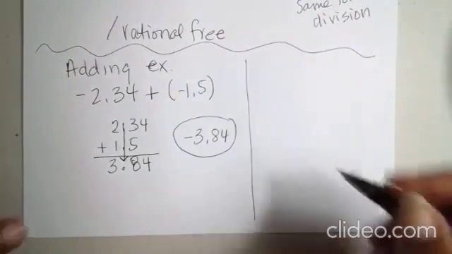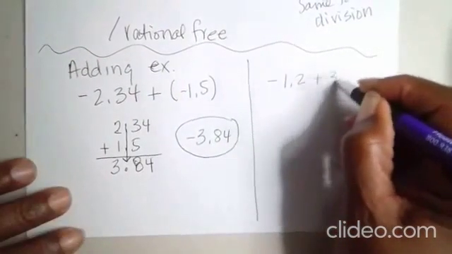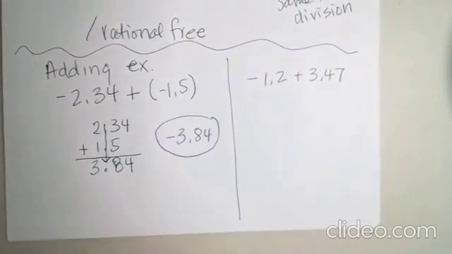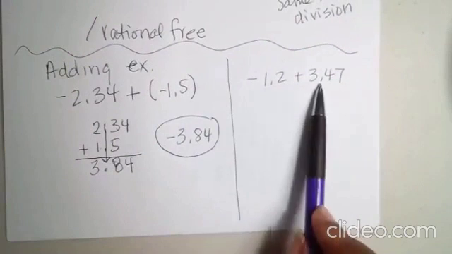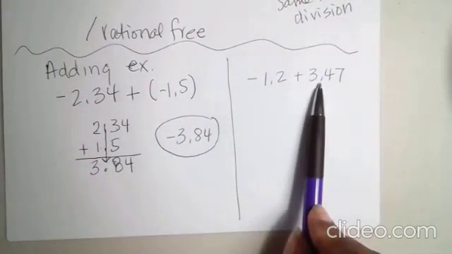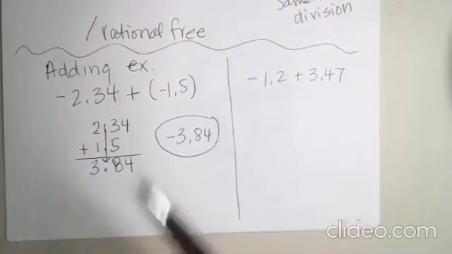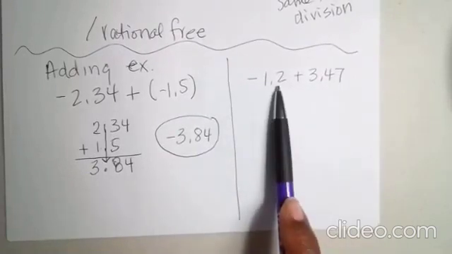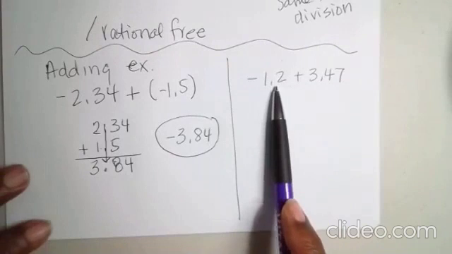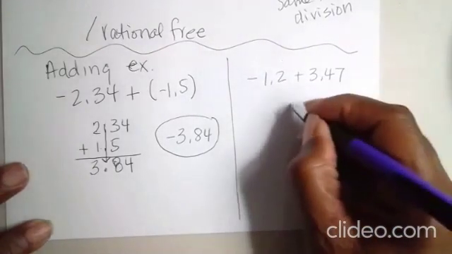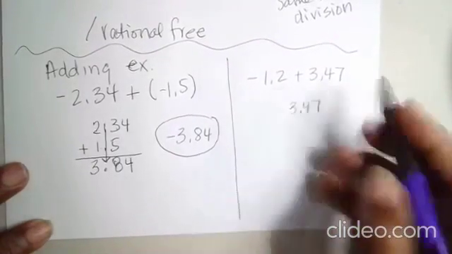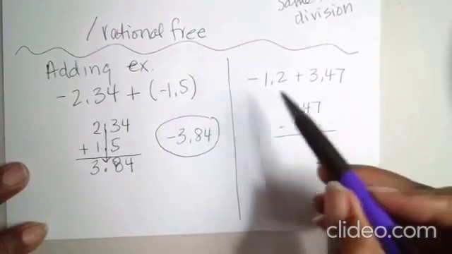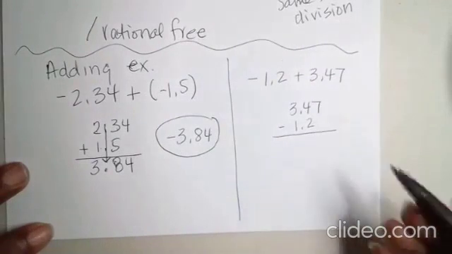Let's do another example. So we have -1.2 plus 3.47. Again, let's look at the signs. This one's negative, this one's positive. Our rules say for two different signs, we subtract them and keep the sign of the larger. So we put the bigger number on top because we're going to subtract. Even though this is an addition problem, at this point we're subtracting. It's addition, but we know we have to subtract, and then we'll work on the sign at the end.